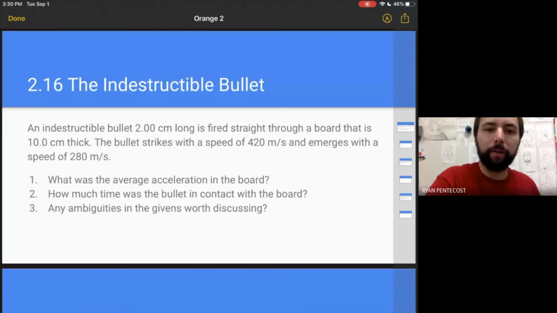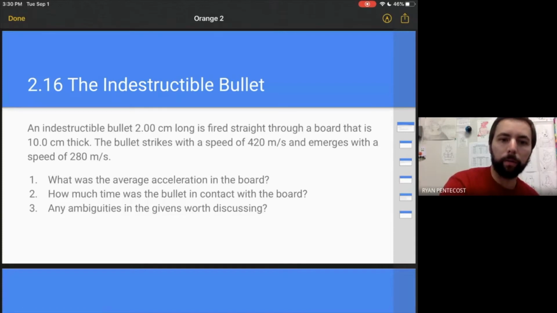Hey everybody. So today we're going to go over part 2 of the orange equations. This is going to be 3 example problems where we're going to solve some orange equations. Now, we'll start off first with the indestructible bullet.